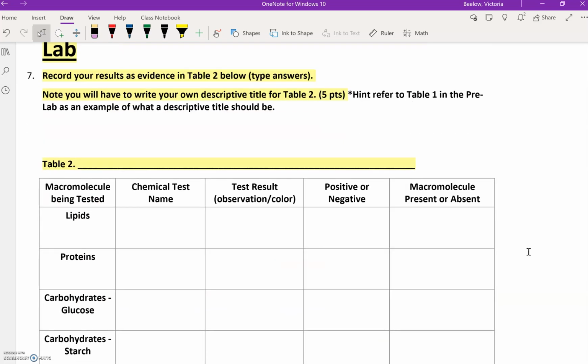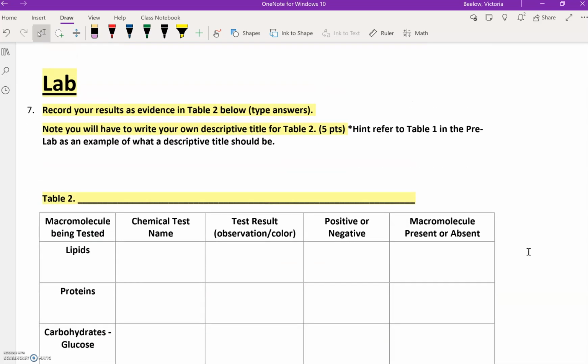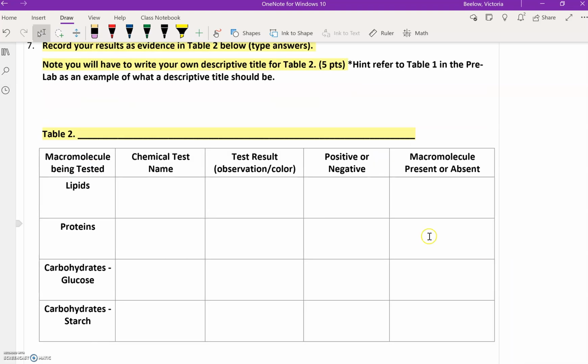For the lab itself, if necessary, I will provide you the data, what the test results were. So you're going to kind of repeat what you did for the pre-lab here, the chemical test name, and then this is what the actual results of the test are. And then you're going to tell me, is that a positive or negative test result, and is that macromolecule present or absent? So if you have a positive test result, it would be present. If you have a negative test result, it would be absent.